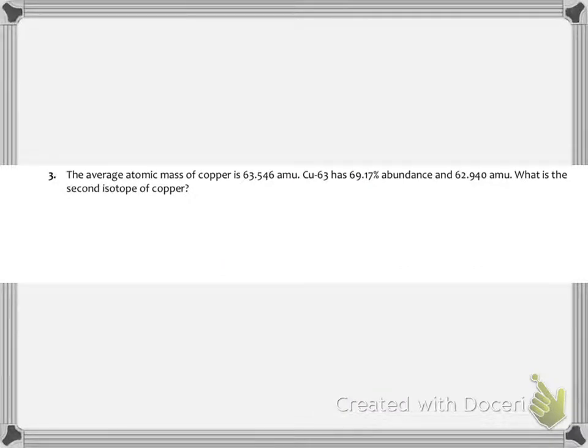So this problem is similar. However, instead of solving for the average atomic mass, which they give you, they want you to identify the mass of the second isotope of copper. We can still use the equation for average atomic mass, but now we're solving for a different variable. So let's plug in the information that we know.